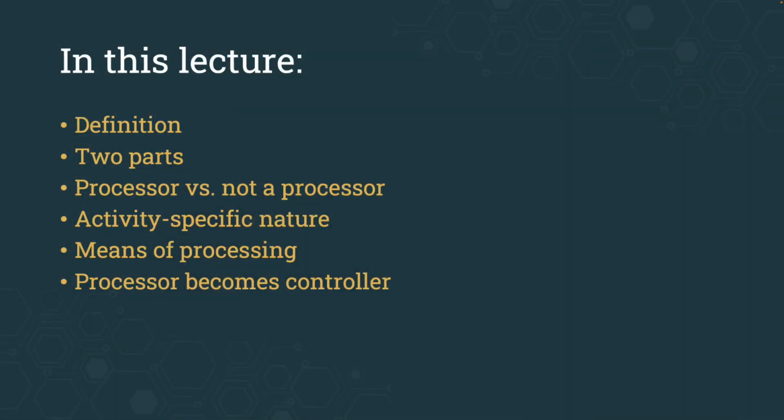In this lecture, we're going to talk in a little bit more depth about the data processor. We will start with the definition of data processor, which we've already come across. We will then look at the two parts of that definition. We will look at what is and what is not considered a processor. We will look at the activity-specific nature of processing and the importance of focusing on that activity. We will look at means of processing and then conclude with conditions under which a processor becomes a controller.